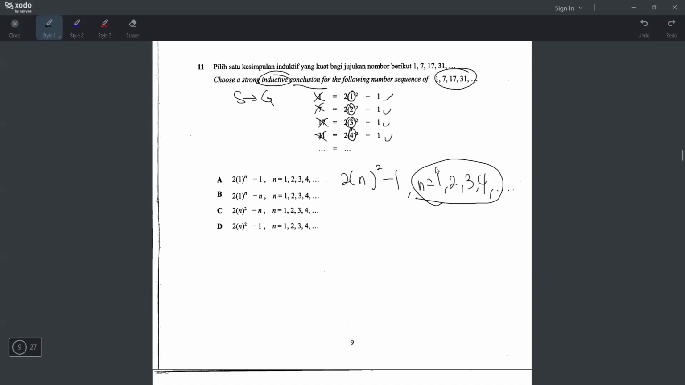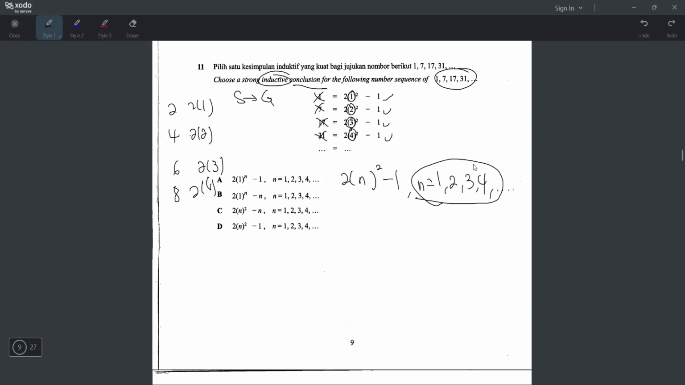Because if it's 2, 4, 6, 8, then it means you have to break it down again. The number has to be broken down again, right? So maybe you have to write 2n here. You understand, right? Because if it's 2, 4, 6, 8, then it's the same as 2 times 1, 2 times 2, 2 times 3, 2 times 4, right? So when you generalize, it should be 2n.